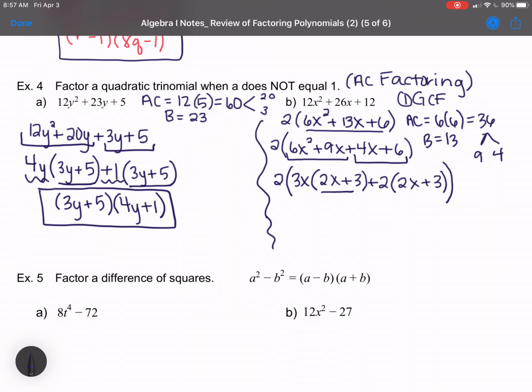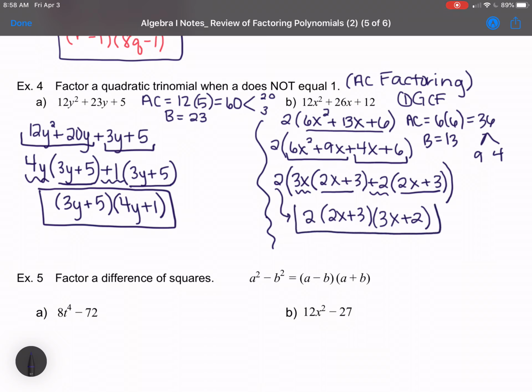Our parentheses match, so we can write that out front, 2x plus 3. And then we're left with 3x plus 2. And then make sure you're careful to bring that GCF down and put that in front as well. So 2 times the quantity 2x plus 3, times 3x plus 2 is your solution.